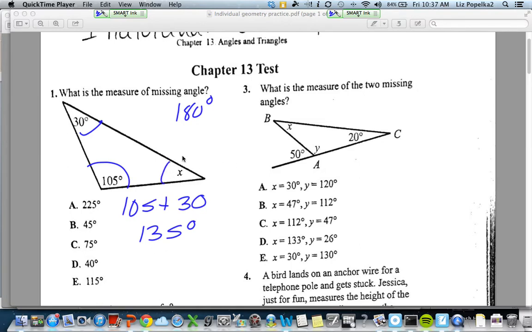So that means to find this angle that's missing, we simply need to take the total number of degrees in a triangle, which is 180, subtract 135, and that means that we've got 45 degrees left over for that missing angle. So our answer should be B, 45 degrees.